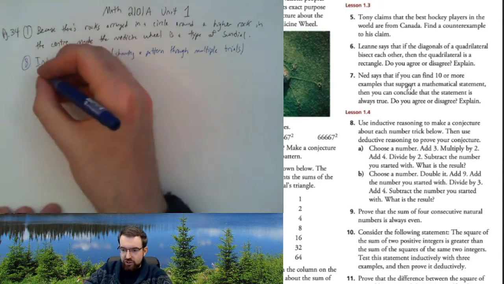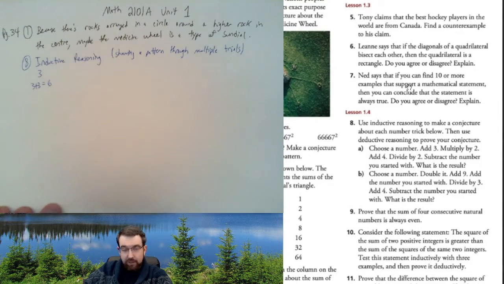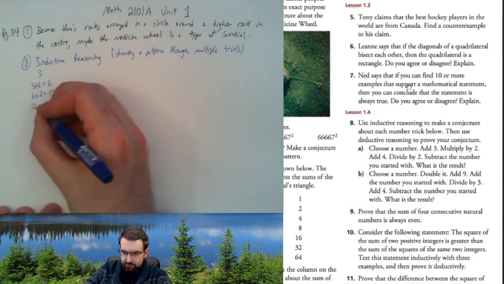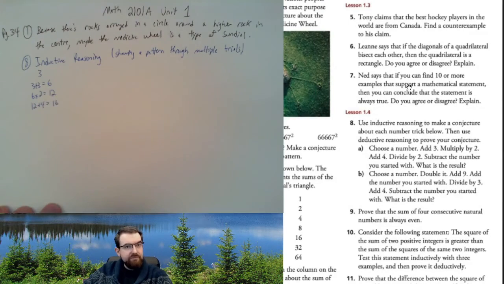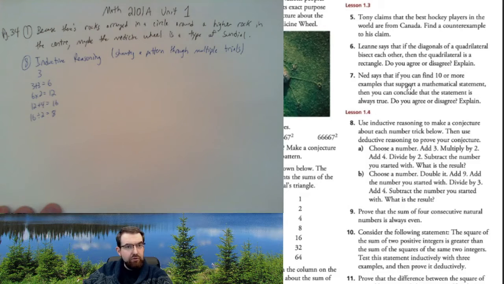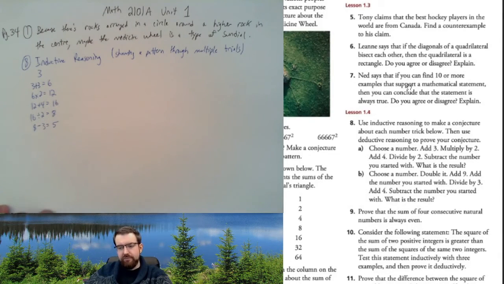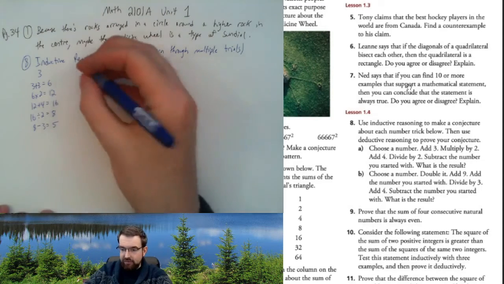So choose a number. I'm going to choose 3. Add 3. Did it. Multiply by 2. Okay. Add 4. Got them. Divide by 2. Subtract the number you started with. Well, that's a bit of a cheat, isn't it? Okay, what is the result? 5, right? But now we've only done it once, right? So we don't have enough. This is not enough to call this inductive reasoning yet, so let's pick some more numbers.